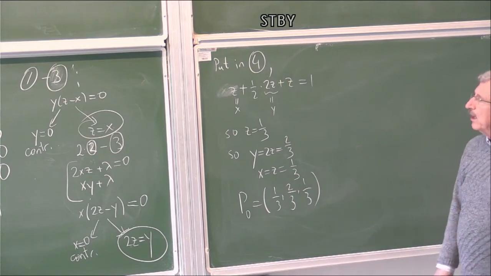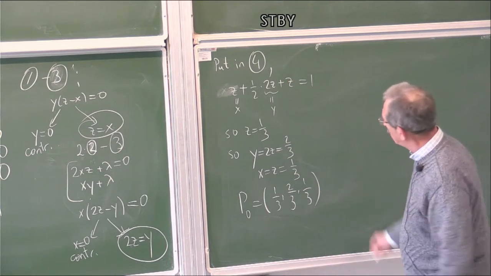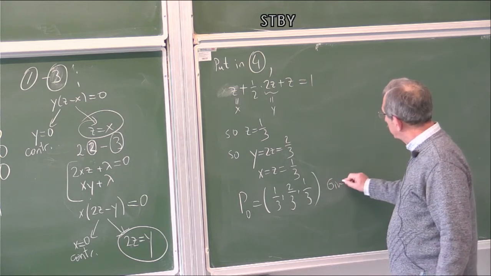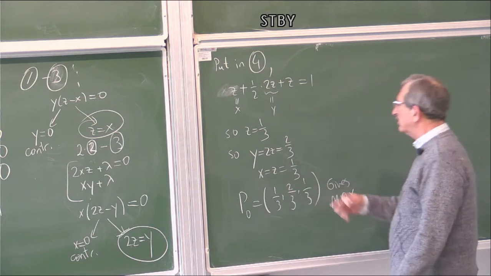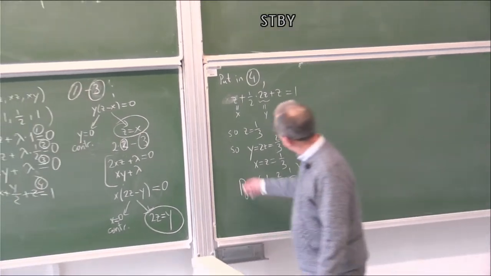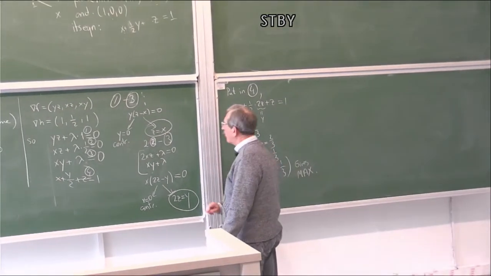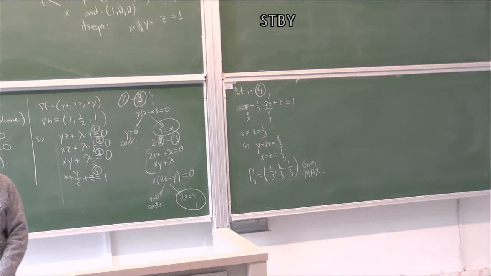Well, because we have only one critical point, and there is a maximum, this gives the maximum, which is the product, so it is 2/27. So the volume is this, and because we know the point, we know the dimensions directly.